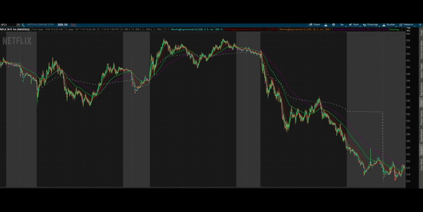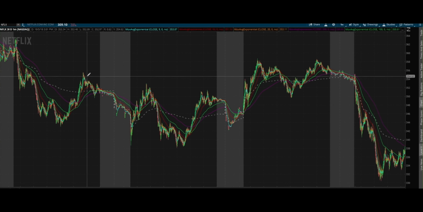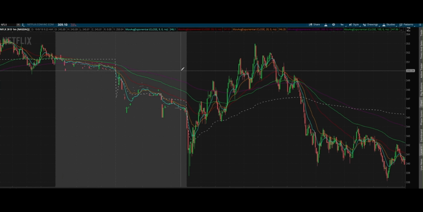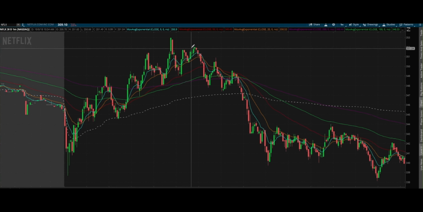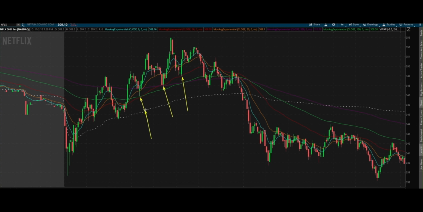Now let's look at a great example of this again with Netflix. So you'll see that we actually got 3 separate bounces off the 50-day EMA. That's that line in red here. And you can see where it drops down fairly drastically to the 50-day EMA and then bounces for a 1 to 2% jump, hits resistance, falls back down, and bounces again.